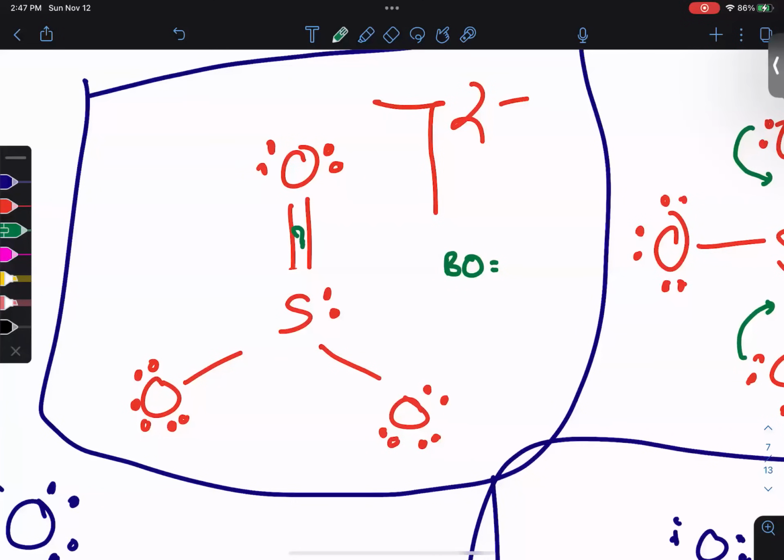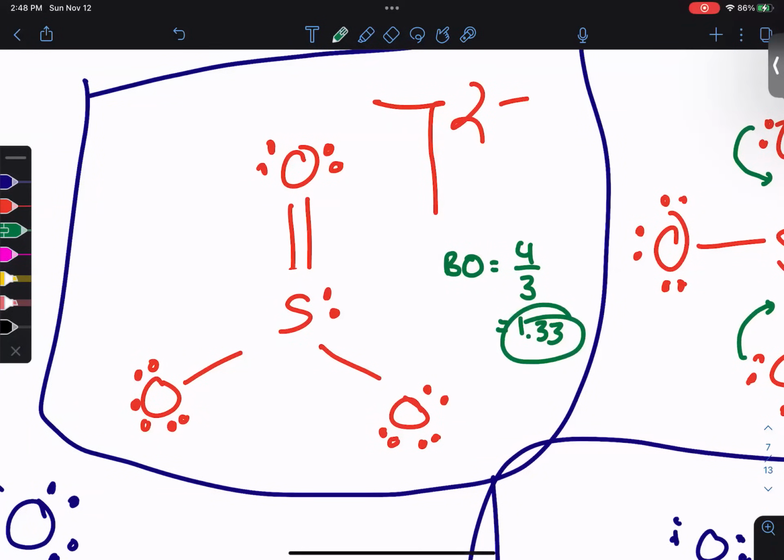Okay, so in this example, is the bond order 2? Is the bond order 1? No, it's somewhere in between. So we calculate basically the weighted average here. So I like to just count how many total bonds there are. So there's 1, 2, 3, 4 bonds rotating themselves over 3 different positions. So the bond order is 4 over 3. So it's equal to 1.33.